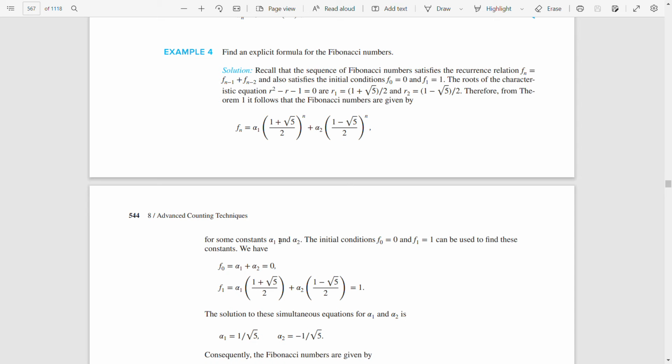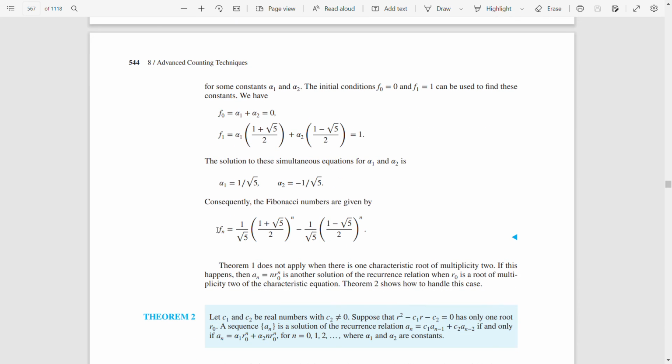For that, we substitute the values of n, because we already know the 0th term and the first term. So substitute n equals 0 and n equals 1 and solve for alpha 1 and alpha 2. We finally get f n equal to the whole expression. In the code, we used only the first term and not everything. The reason is that 1 minus root 5 by 2 has magnitude less than 1, so as n grows larger, this part becomes negligible and tends towards 0.